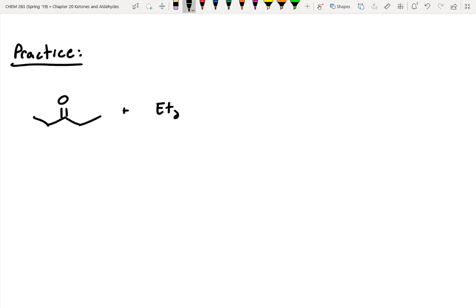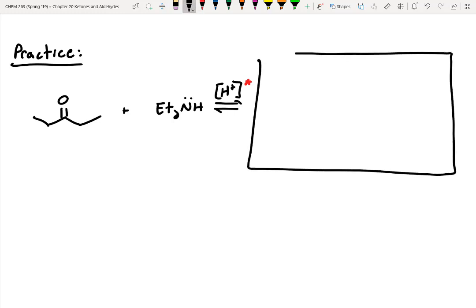And we'll react this with diethylamine. And again, we're going to run this under buffered conditions. So I'm just going to write H plus with a little red asterisk so we remember it's not the same sort of acidic conditions as with alcohols. And my question is, what sort of products would we get in this box? I'll give you a hint. There's more than one product.